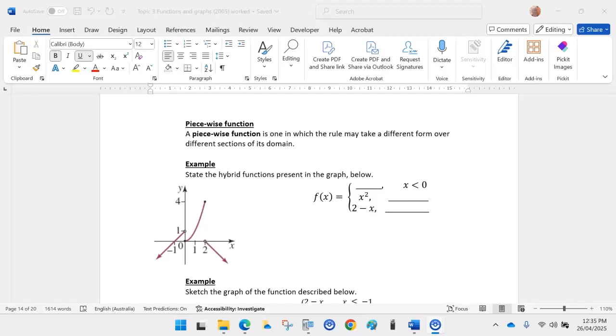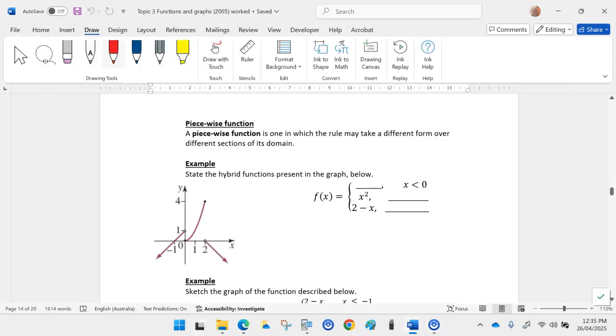Now, what is that function? What's the rule? Well, I'm sure you can tell that it's a line, isn't it? It's a linear function. So what's a linear function made up of? Well, we all know that it's of the form y equals mx plus c, for which you need a y-intercept. What's the y-intercept? So where does this first line cross the y-axis? It crosses at y is equal to 1.